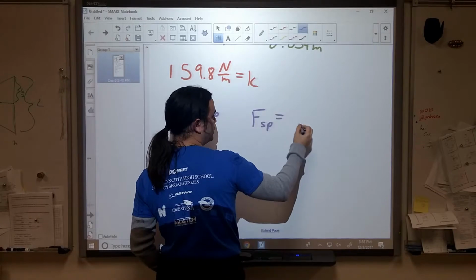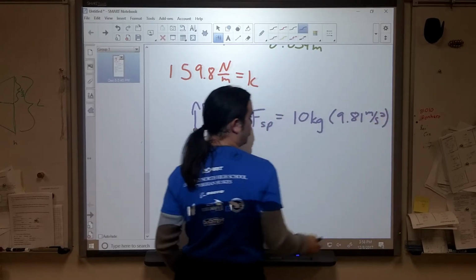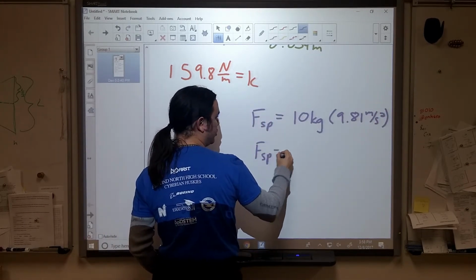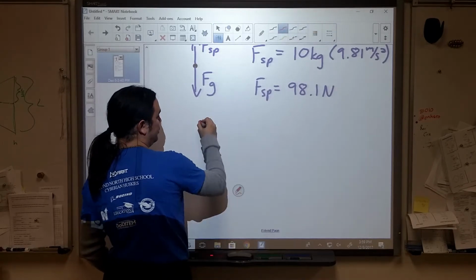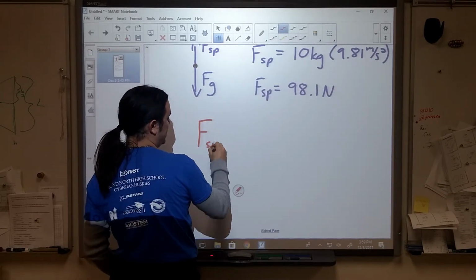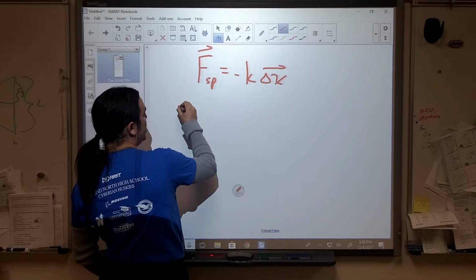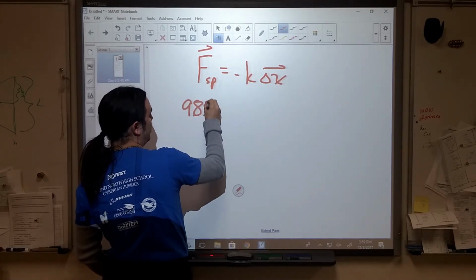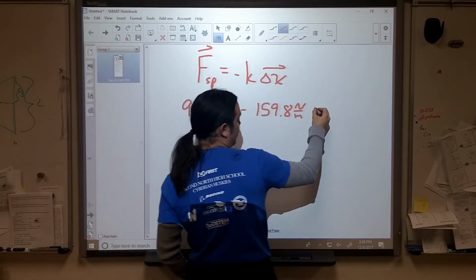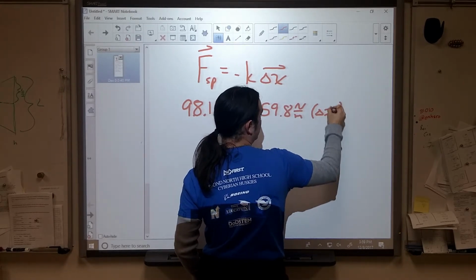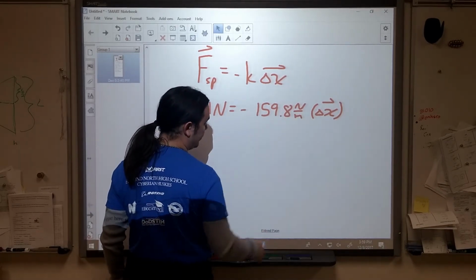I'm going to save a little bit of time, and we know that the spring force must be equal to 10 kilograms times 9.81 meters per second squared. That'll be the force of gravity on this new object. We know that the spring force under these new circumstances will be 98.1 newtons. We also know that F_sp is going to be equal to negative k delta x. We said that our force is going to be 98.1 newtons equals negative 159.8 newtons per meter, or 160 if you prefer, times delta x. Now, we want to solve for delta x, so I'm going to divide both sides by negative 159.8.